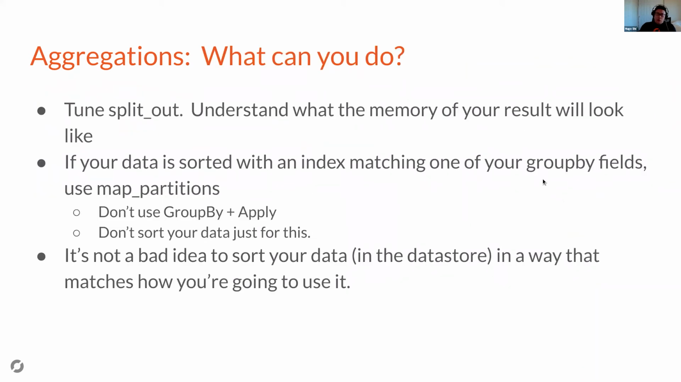So if you have a problem with the group by and an aggregate, what can you do? The first thing that you should do is tune split out. And you can generally do this by thinking about what your data looks like. Or you can run some experiments to understand what your data looks like in order to figure out what split out should be. In general, targeting 100 megabyte partitions is a good thing.